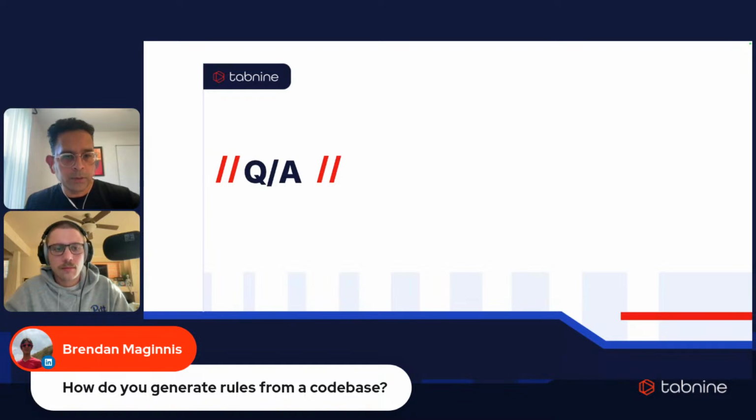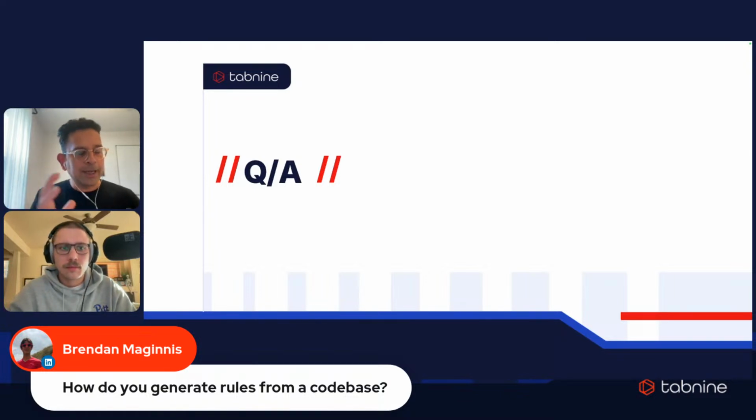How do you generate rules from a code base? This is part of our secret sauce, but the way it works is that once you connect Tabnine to your code repo, Tabnine will look at some of the common PRs, the comments in them, look at some code patterns, and use that information to create rules.